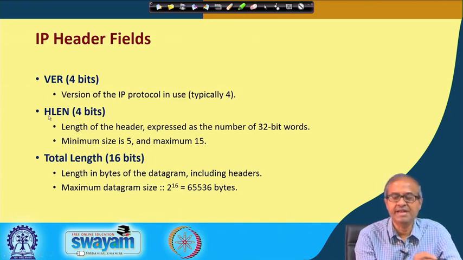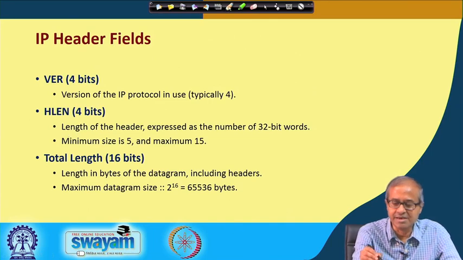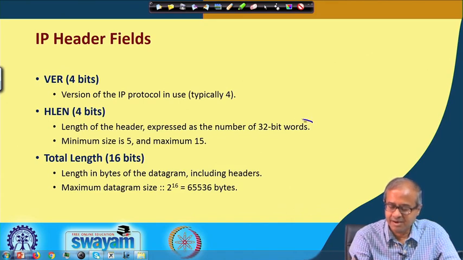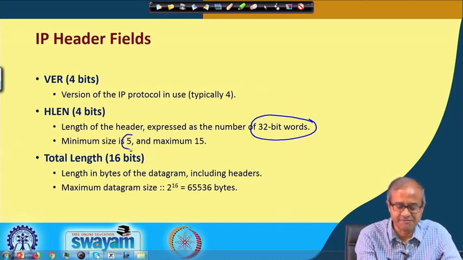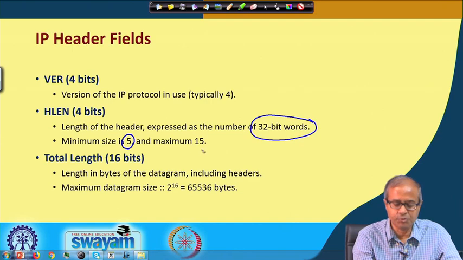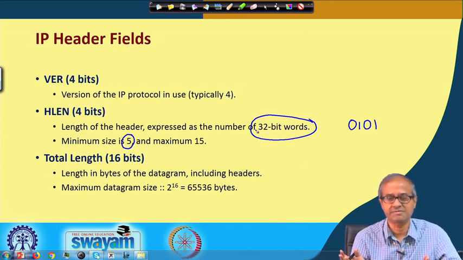The next 4 bits indicate the header length. What is the size of the header? Here the size of the header is expressed in multiples of 32-bit words. As you can see, the first 5 rows were there, and there are some options. So, if it is only 20 bytes of header, this will contain 5, but it can go up to a maximum of 15 because it is 4 bits. In 4 bits you can have 0 to 15. So, the default is 0101, which means 5 into 32, which means 160 bits.